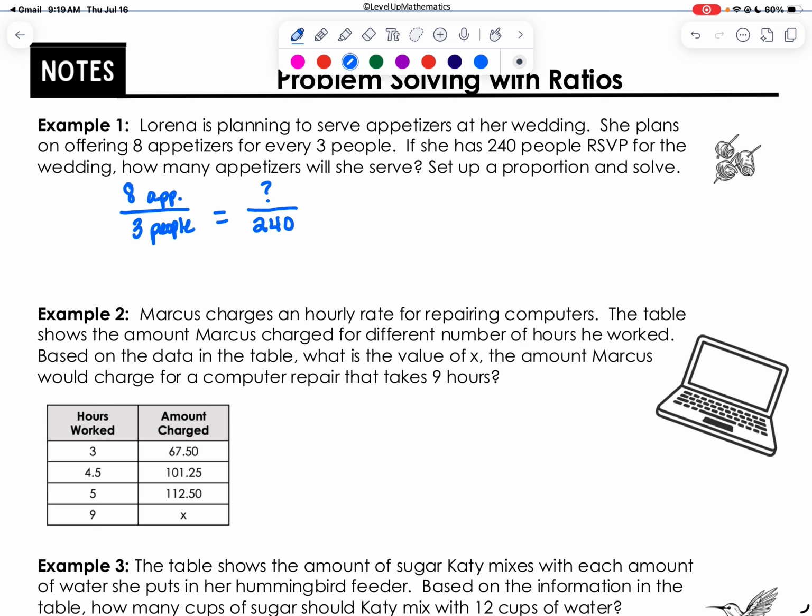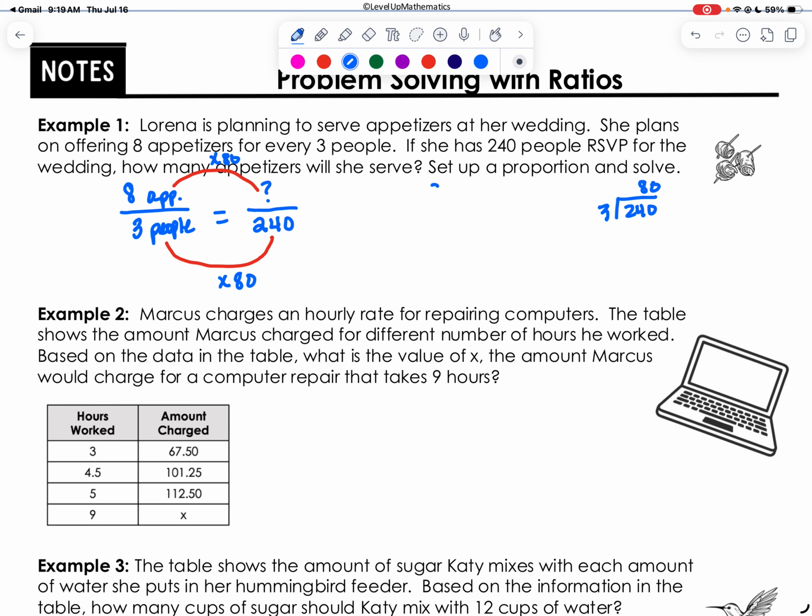Now, what we're going to do is look to see what did I scale by, what did I multiply 3 by to get to 240? If you're not sure, just do a little bit of long division here. 3 goes into 240. 3 goes into 24 8 times, 3 goes into 0, 0 times. So this is telling us that we need to scale by 80. So if I scale the denominator by 80, I'm going to need to also scale the numerator by 80.